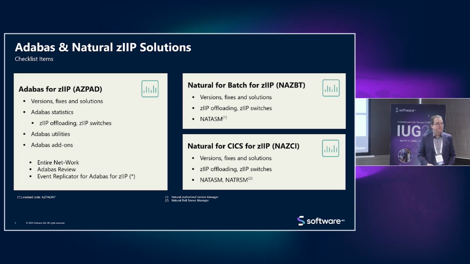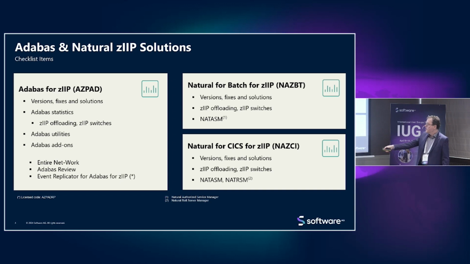Adabas add-ons as well. So, for example, Entire Network and Adabas Review, these are components from our portfolio that can use the Adabas zIIP license key, and you can then zIIP enable those components as well. So that's a major thing, and some customers are not aware of that. So you can take advantage of eventually taking, let's say, 80% of the Adabas Review CPU to the zIIP. So it's another win that you can have with the same, it's a bonus, I would say, with the same license key.